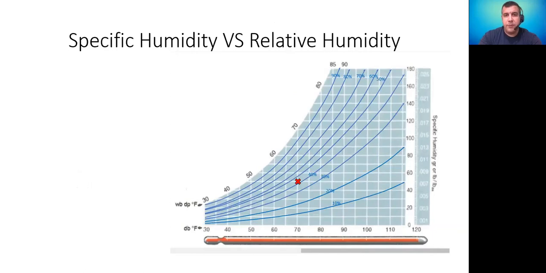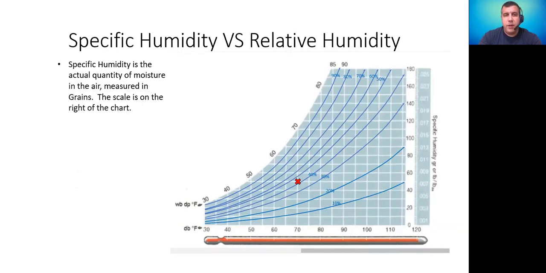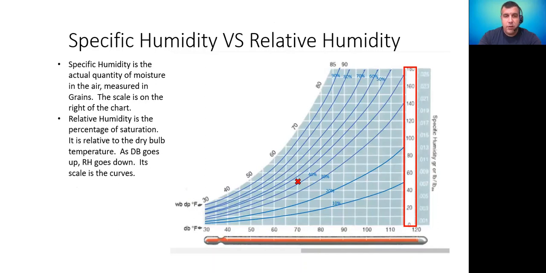All right, let's talk about specific humidity versus relative humidity. The specific humidity is the actual quantity of moisture in the air. It's measured in grains, and the scale is on the right side of the chart, as we've just shown here. That long box is our scale that we measure specific humidity in grains. Relative humidity is the curves. And we have to start understanding what happens when we cool or we heat air. So as dry bulb temperature goes up, relative humidity goes down.